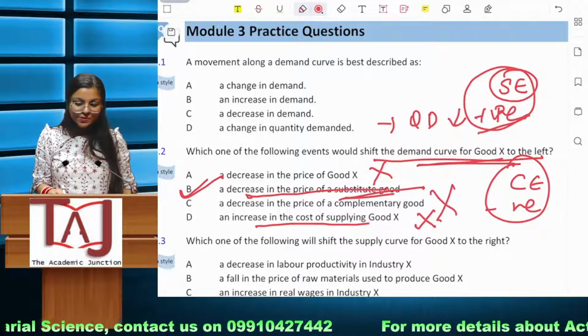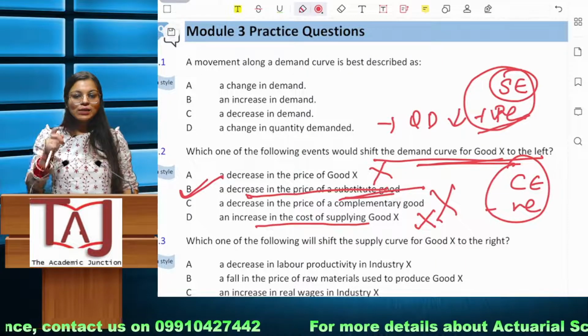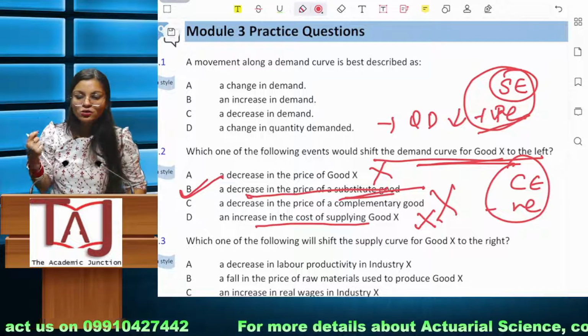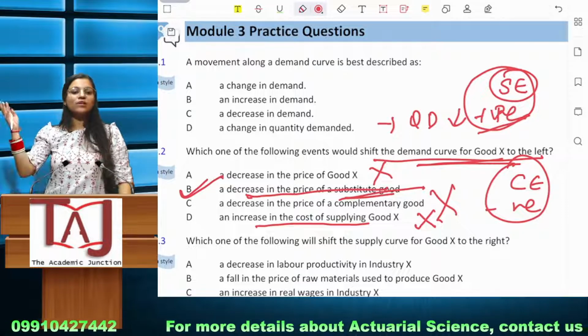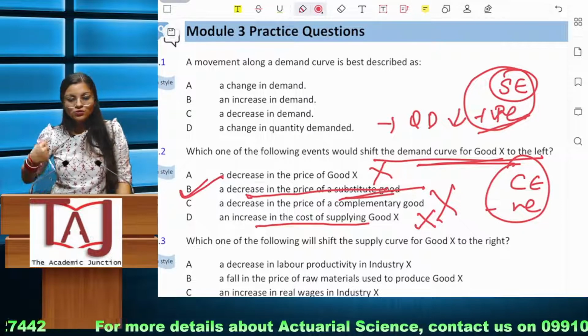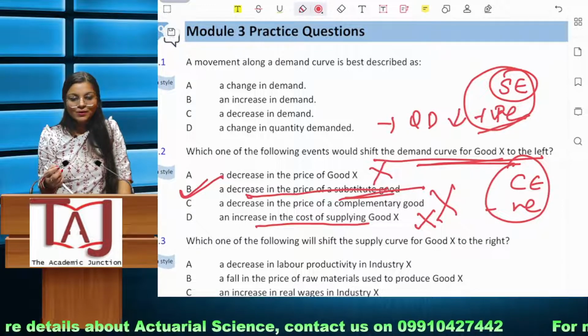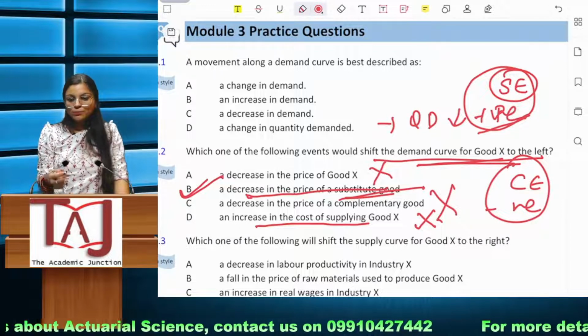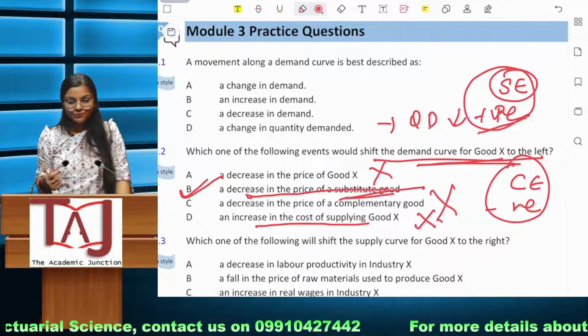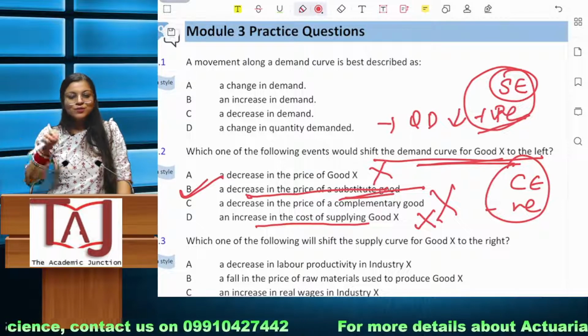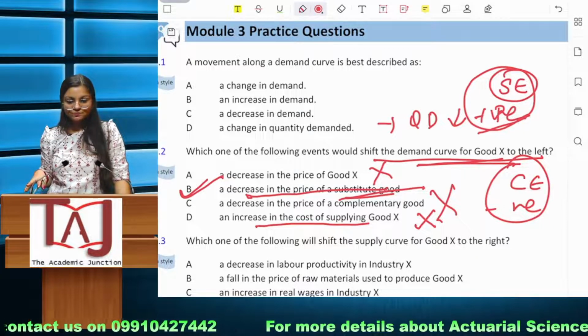Mujhe baaki ki options dekhne bhi nahi hai. Agar aap instantly pehle ek first option correct choose kar rahe, you don't even have to look at the other options. You have to be so strong while you are understanding. Ye abhi aapke liye itna easy nahi hai, you will take 5 minutes to solve because the basics are not on your tips. After 2-3 classes on this content it should be easy to solve.